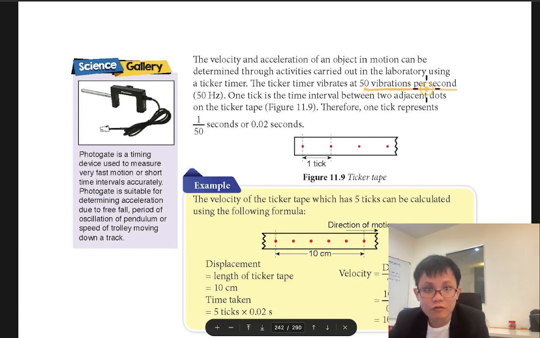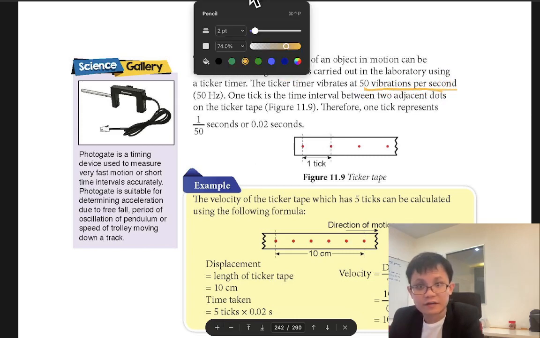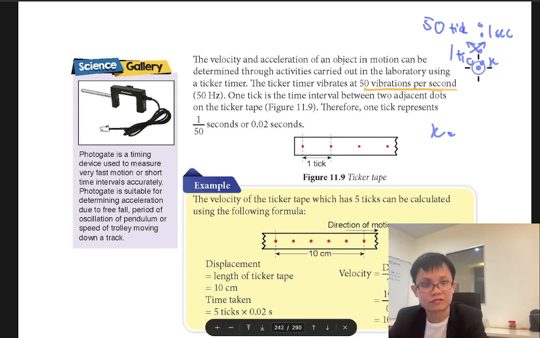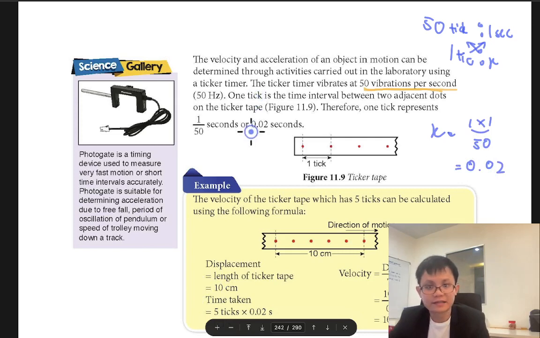So how do we calculate this? For example, 15 ticks in 1 second. So 1 tick equals how many seconds? If you do your mathematical calculation, cross multiply, this one times this one equals x. So x equals 1 times 1 divided by 50, you will get 0.02. That is why the answer here is 0.02, or we call it 50 vibrations per second, also called 50 hertz.